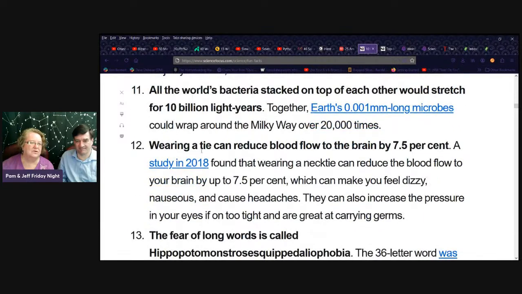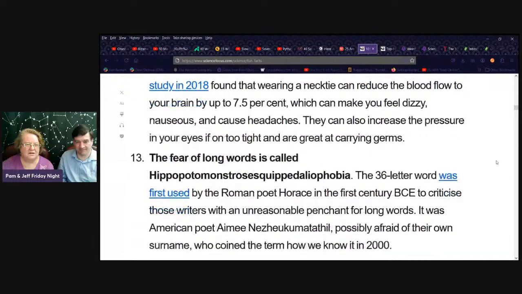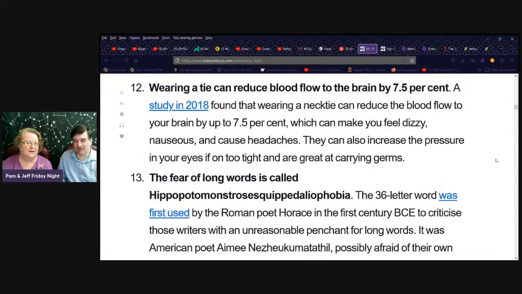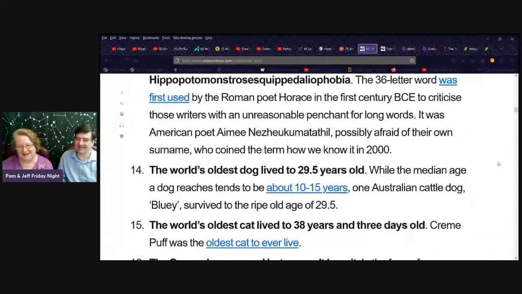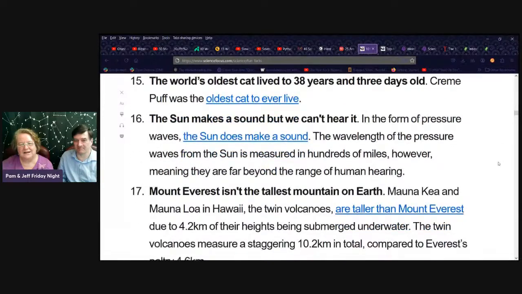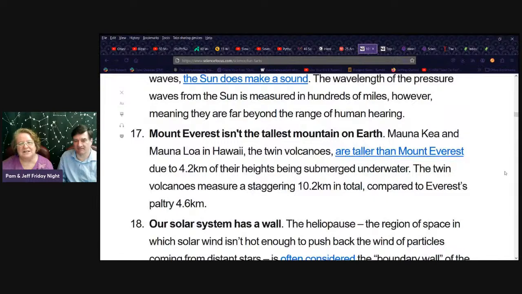I've known about this one for a long time. Wearing a tie can reduce blood flow to the brain. Very long word. It's 36 letters. Yeah, that number 12 would explain a lot of upper management. They talk about the world's oldest dog and cat. Sun makes a sound, but we can't hear it. Mount Everest isn't the tallest mountain on Earth. Okay, so they're the Mauna Kea and Mauna Loa in Hawaii. But most of it's under the water, right? Mm-hmm. Yeah, there it is.